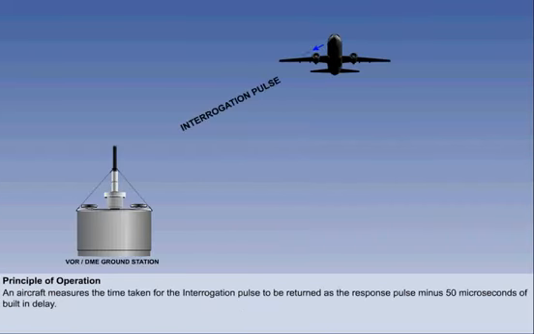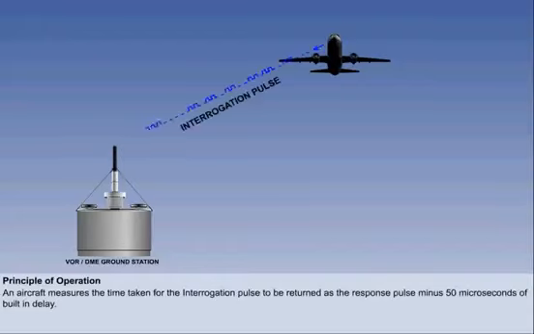Aircraft measure their distance from a ground station by emitting a series of double radio pulses, or pulse pairs, in all directions. These are called interrogation pulses. The ground station, the transponder, receives the aircraft's transmission, amplifies it, and then, after a 50 microsecond delay, retransmits it in all directions. These are called the response pulses.